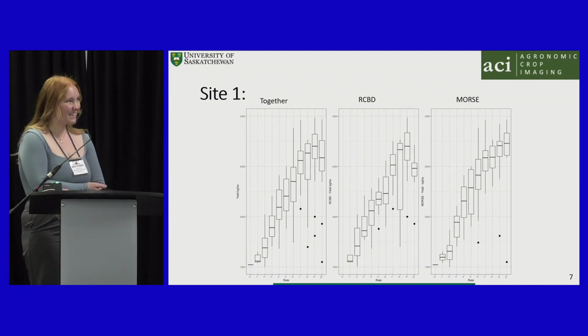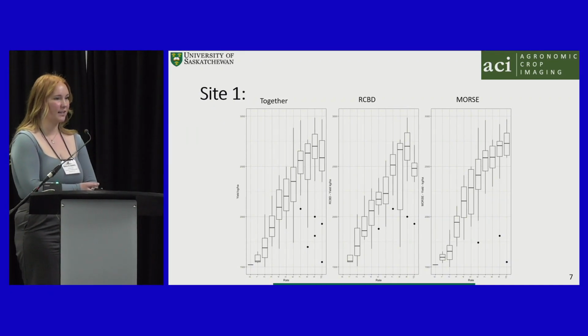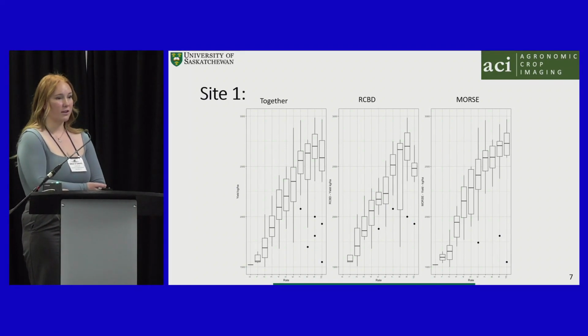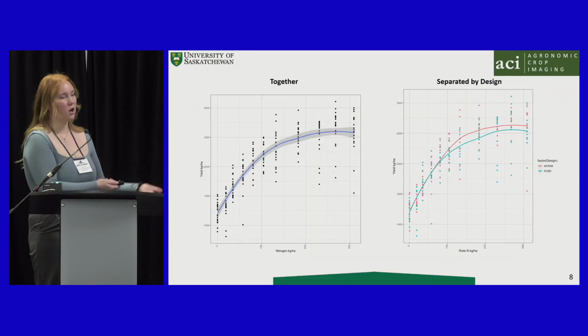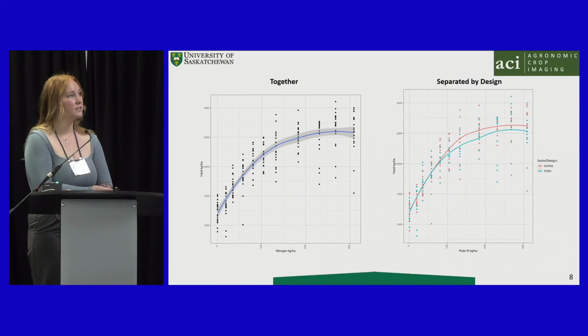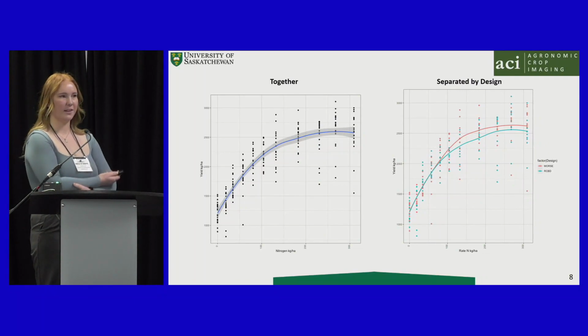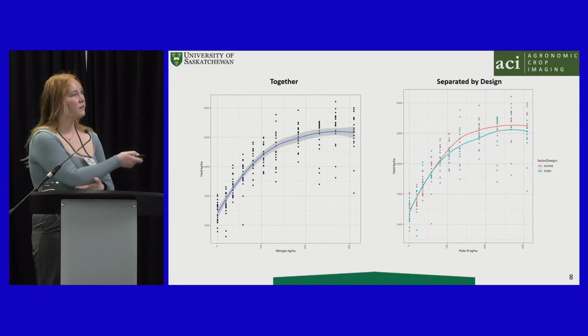So as you can see, the left side is when the designs are kept together. The middle is the RCBD only, and the right is the MORS only, which shows similar trend lines between the two. And then this is just a nonlinear model to represent that same data, which shows very similar trend lines between the designs again.